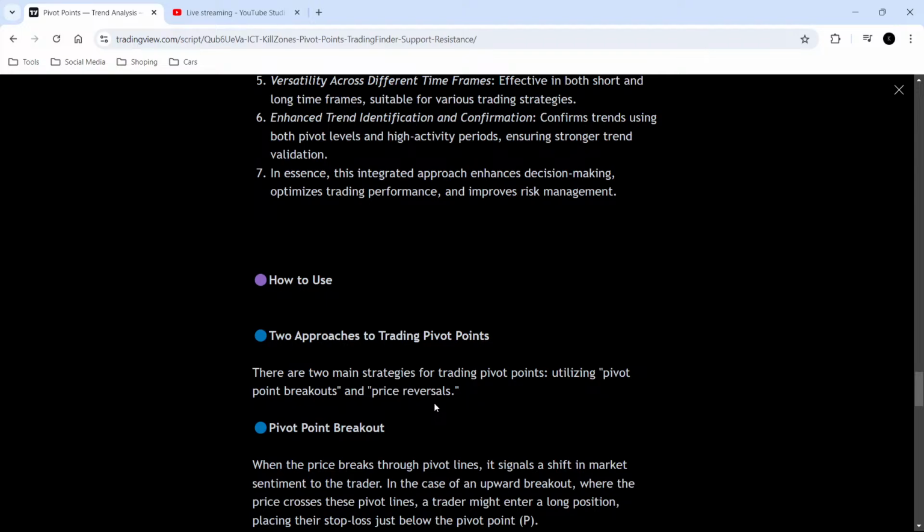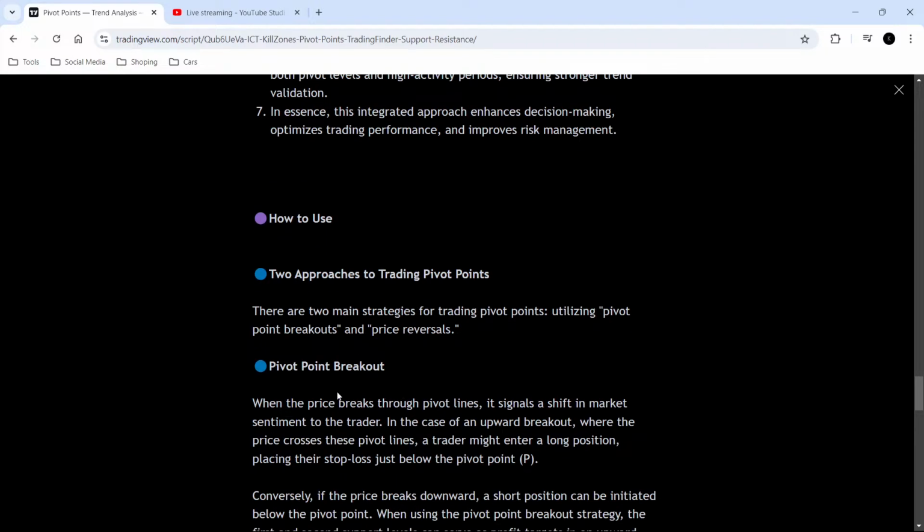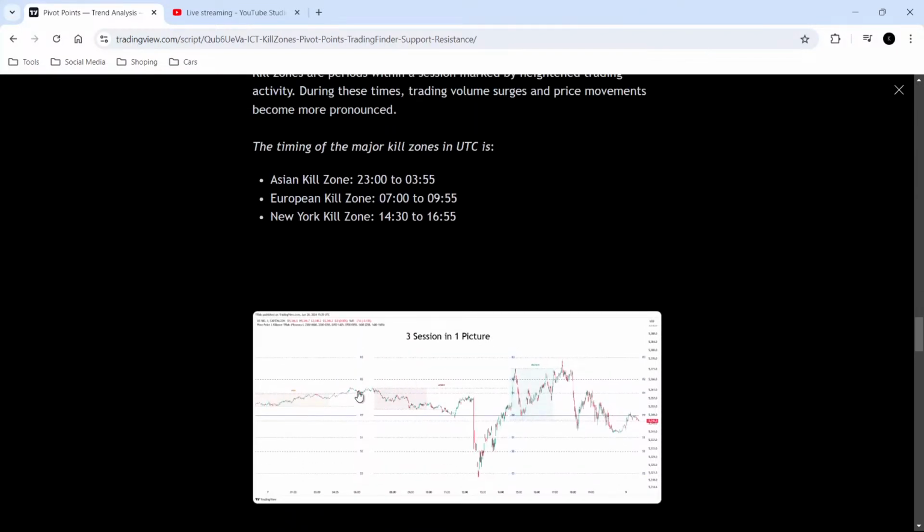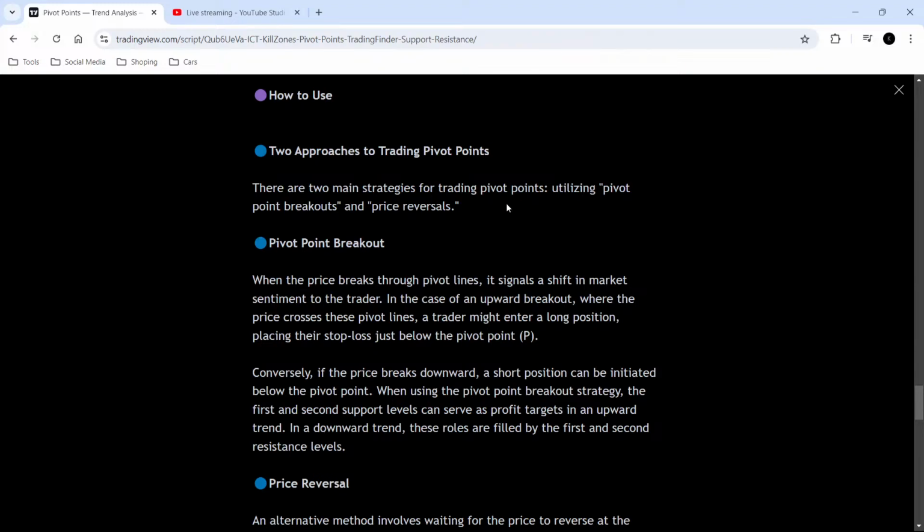Breakouts. Oh yeah, pivot point breakout. When the price breaks through pivot lines, they are, I think, resistance and support. Yeah, this is the whole thing: pivot points are basically areas of interest. So this is what it's saying. A pivot point breakout signals a shift in the market sentiment to the trader. In the case of an upward breakout where the price crosses these pivot lines, the trader might enter a long position, placing their stop loss just below the pivot point.